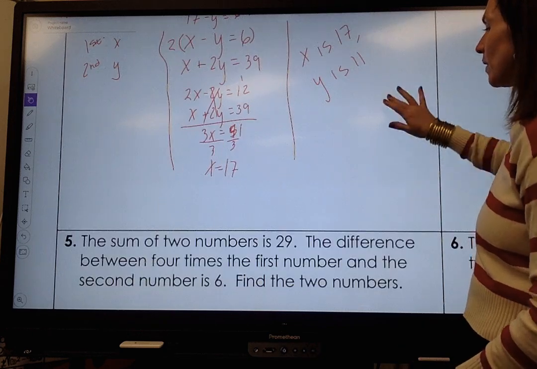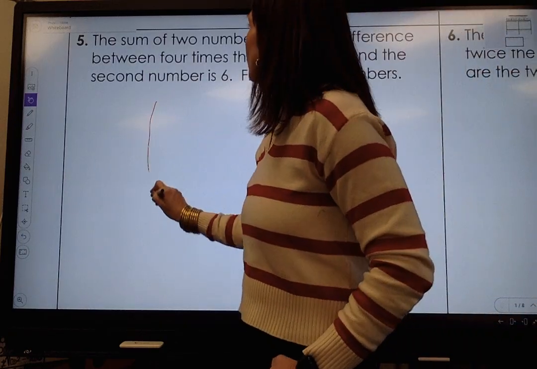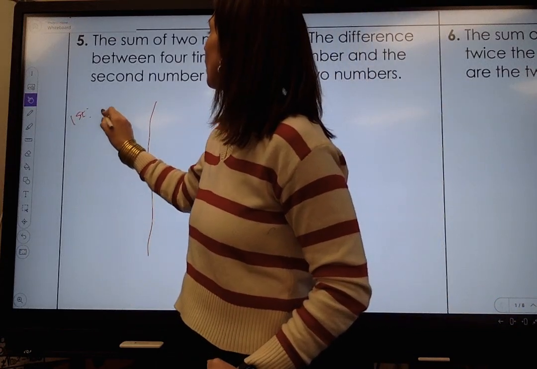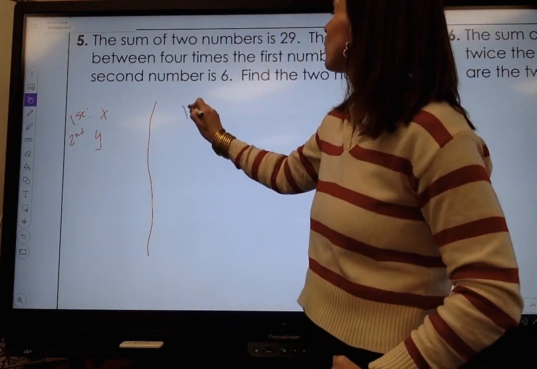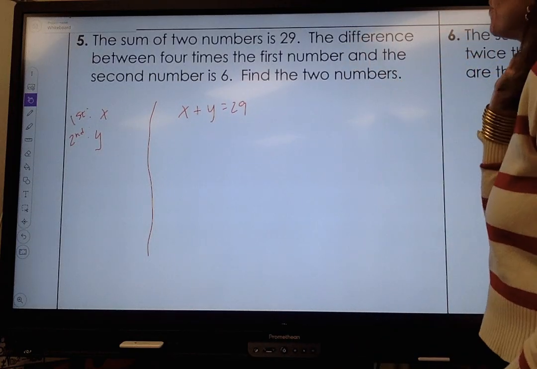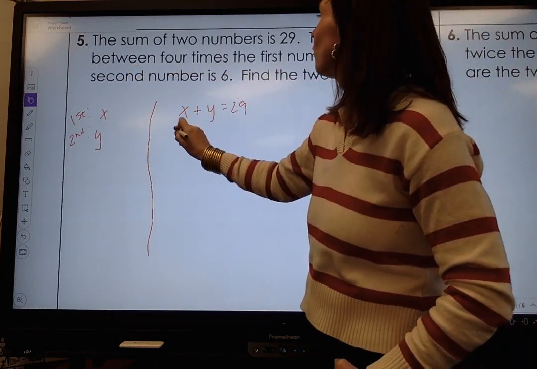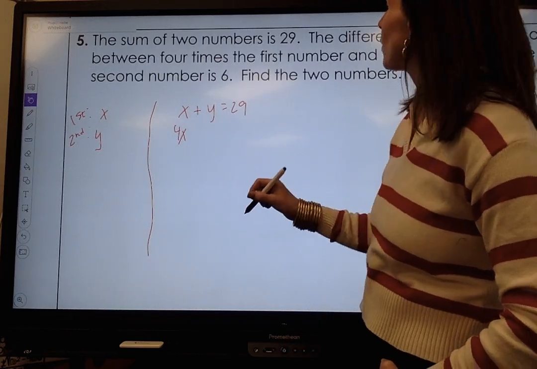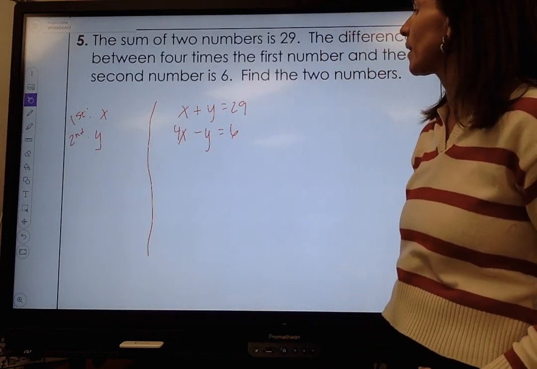All right, let's take a look at number 5. So the sum of 2 numbers, so we're still talking about 2 numbers. So we have a first number, x, and a second number, y. And it says the sum of the 2 numbers is 29. Now it says the difference between 4 times the first number and the second number is 6. So the difference between them, 4 times the first and the second, is 6.